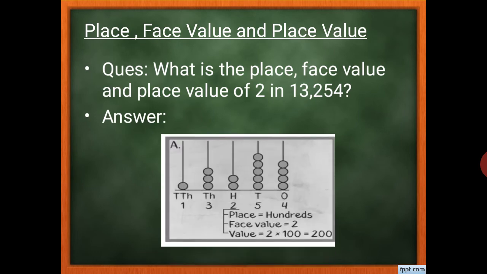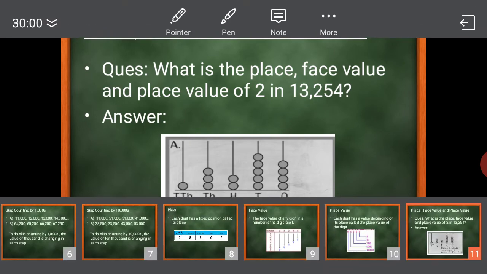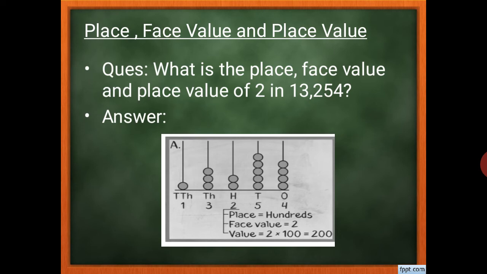Okay, here it is. So here this number is shown on an abacus, as you can see. If I am talking about the place, here the 2 is at the hundreds place. So the place of 2 is hundreds. Now, the face value remains the same, so for 2, the face value will be 2 only. And if I talk about the place value, here 2 is at the hundreds place, so the value becomes 2 multiplied by 100, that is 200.